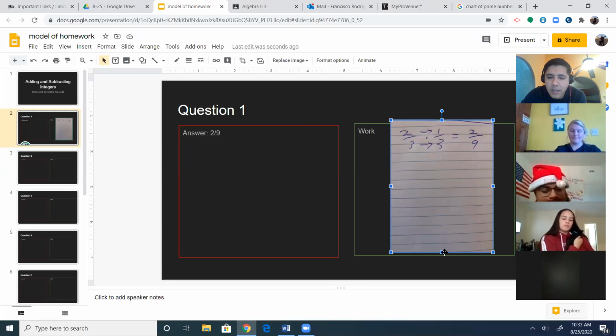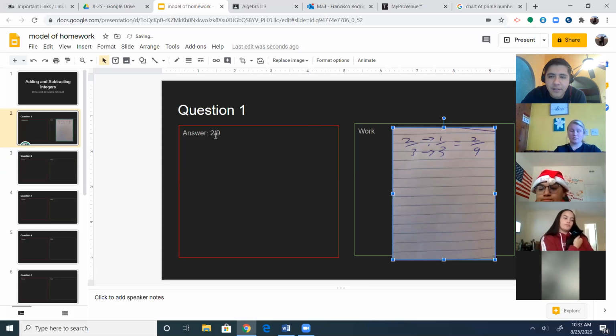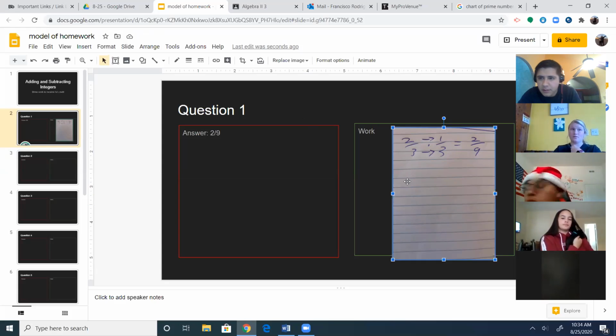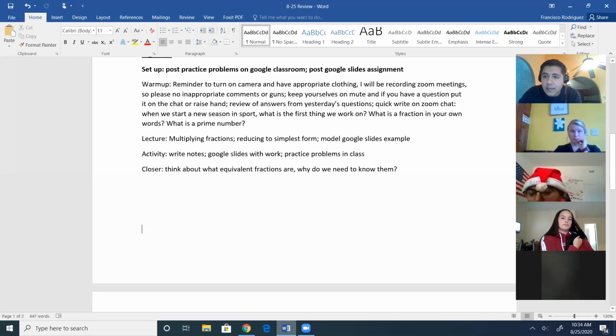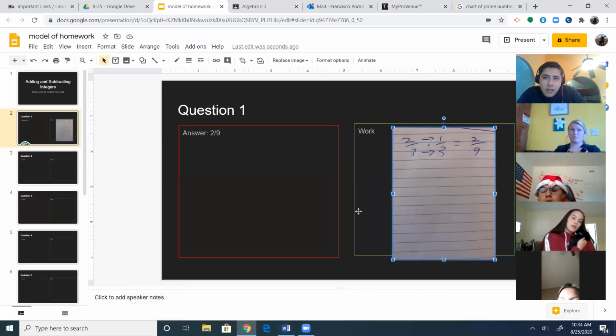So that way, you can just put the answer 2/9, and then right here you have the work. I just want you guys to practice this because I might be doing it this way when we're in school, just to reduce the amount of paper that we have. Let's just practice it. If you guys are having trouble, just let me know. This is gonna be due on Friday. Since you guys are on Zoom, you're already present for the day.